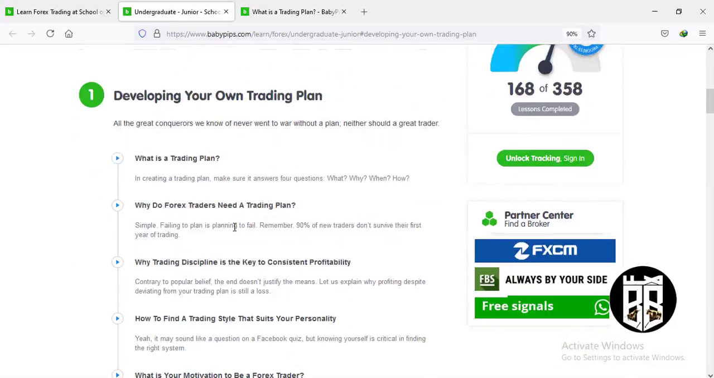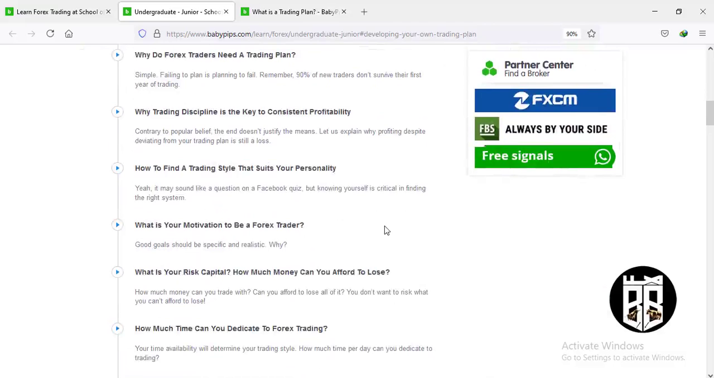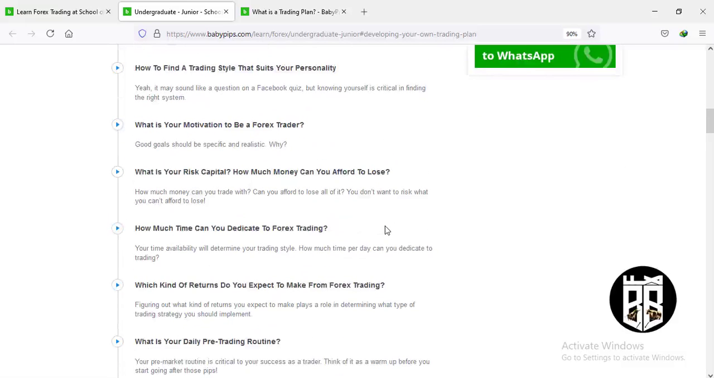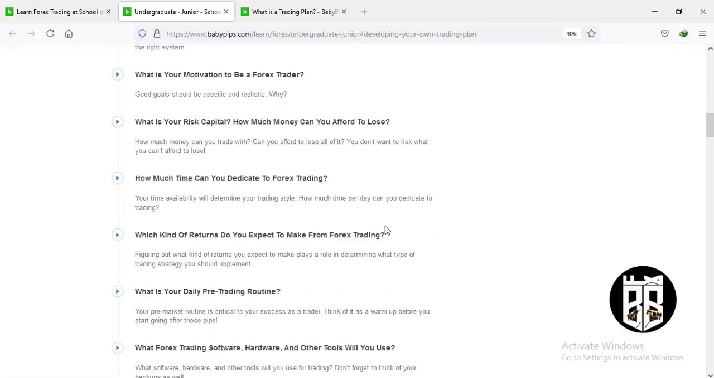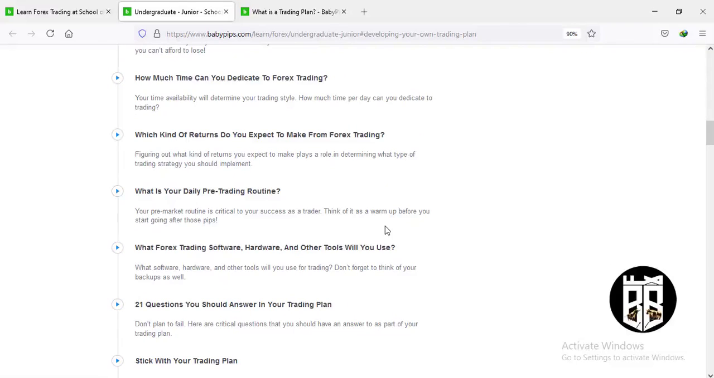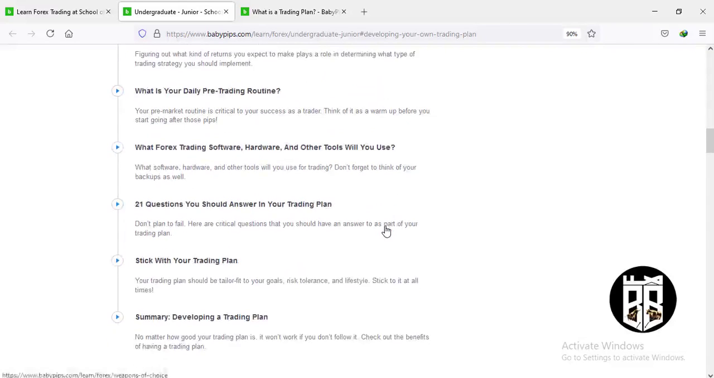Course outline of developing your own trading plan. So under developing your own trading plan, we've got: 1, what is a trading plan; 2, why do forex traders need a trading plan; 3, why trading discipline is the key to consistent profitability; 4, how to find a trading style that suits your personality; 5, what is your motivation to be a forex trader; 6, what is your risk capital, how much money can you afford to lose; 7, how much time can you dedicate to forex trading; 8, which kind of returns do you expect to make from forex trading; 9, what is your daily pre-trading routine; 10, what forex trading software, hardware and other tools will you use; 11, 21 questions you should answer in your trading plan; 12, stick with your trading plan; and 13, summary, developing a trading plan.